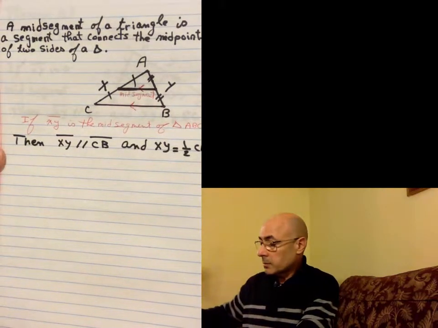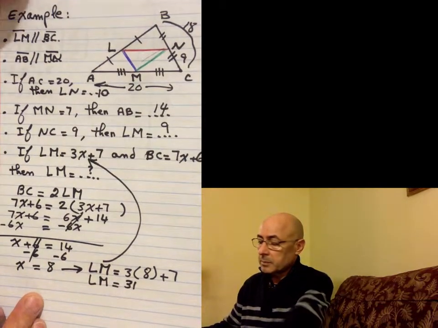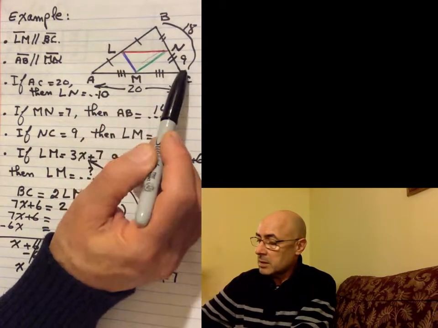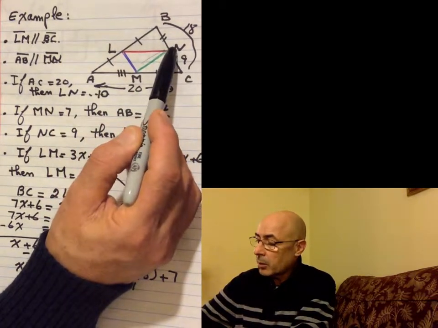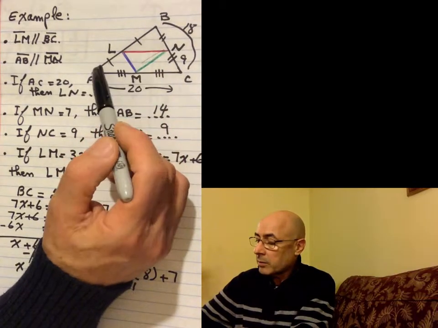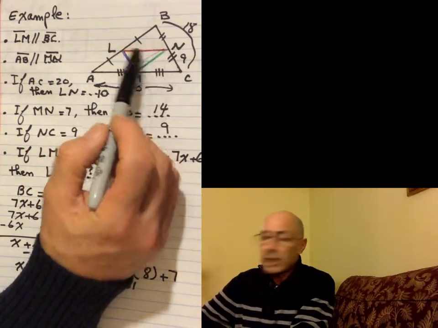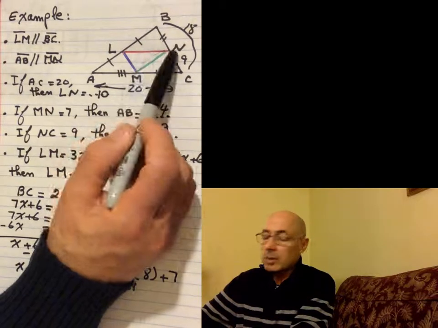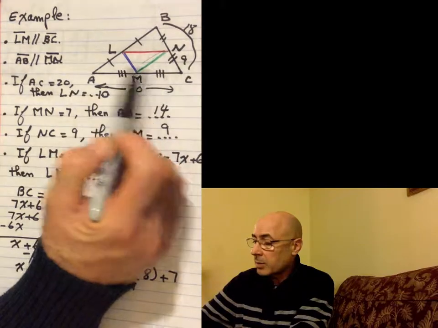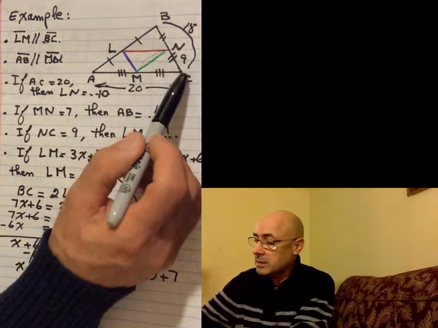It's very easy. So let's look at example 1. In this example, we have triangle ABC. N is the midpoint of BC. L is the midpoint of AB. M is the midpoint of AC. So if I connect these two midpoints, that's going to be the midsegment. It's going to be parallel to the third side. It's going to be parallel to AC, and its length is half the length of AC.